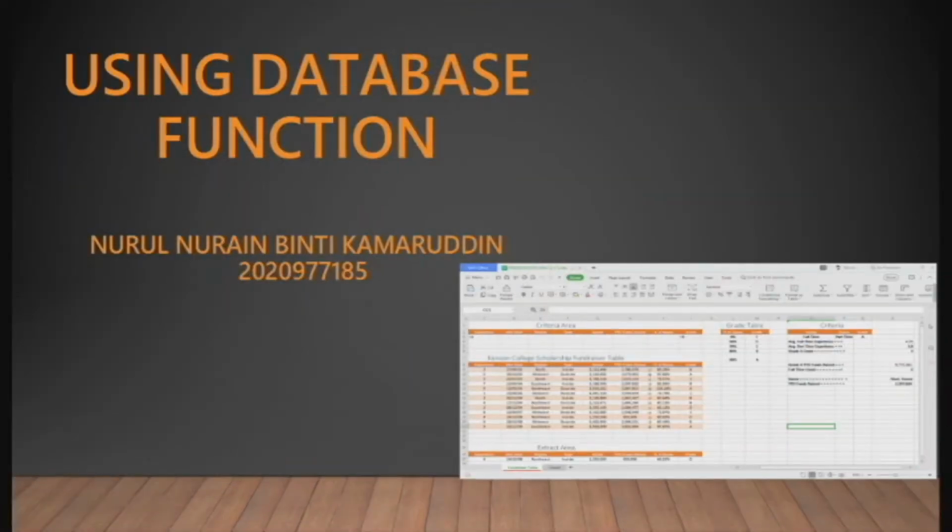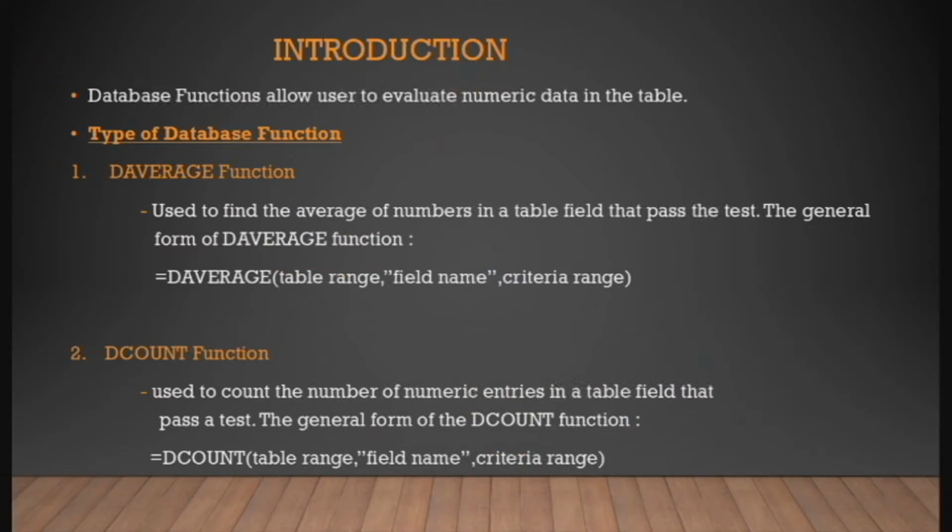Today I will present about using database functions. For the introduction, database functions allow users to evaluate numeric data in a table. Types of database functions: the first one is the average function. It's used to find the average of numbers in a table field that pass the test.